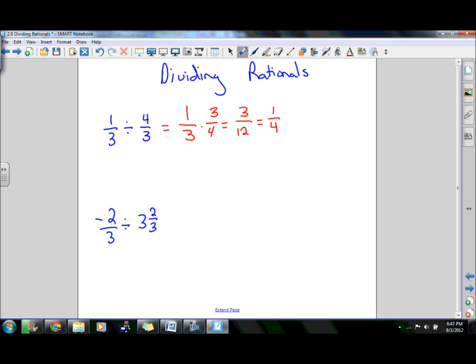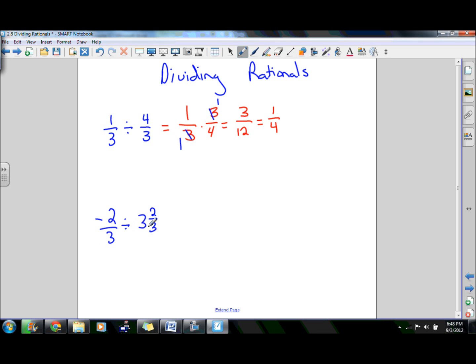Some of you are going to use the shortcut. If you notice there's a 3 here and a 3 here, you can simplify those right away to get 1 over 4. It's the same process. It's just, where are you taking the shortcut? I don't have a problem if you use that shortcut. If you want to be taught that shortcut, come to class tomorrow.